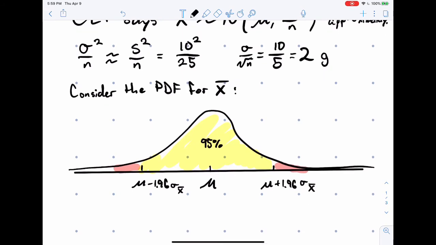Then we can plug in our standard deviation that we've computed over here. So this right here was equal to sigma of X bar, approximately. So plugging that in, we get a value of 1.96 times 2.